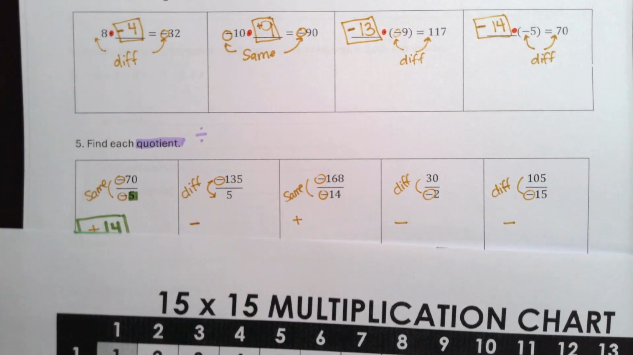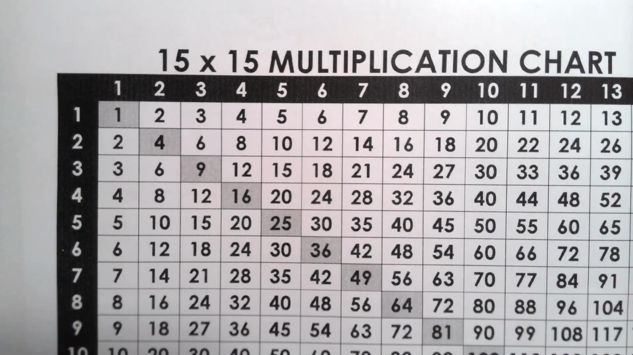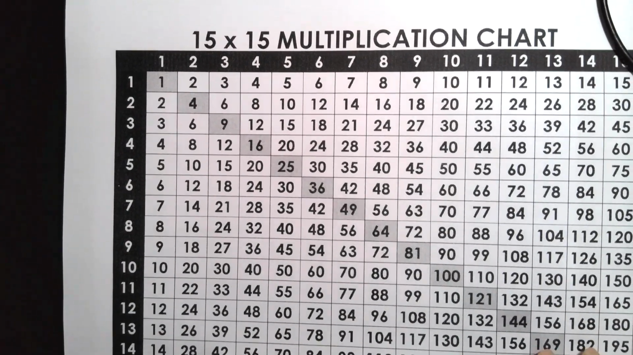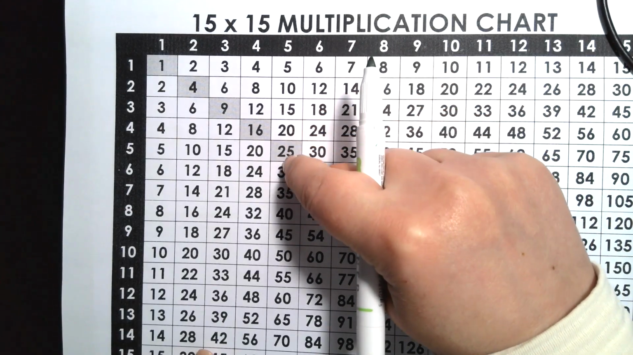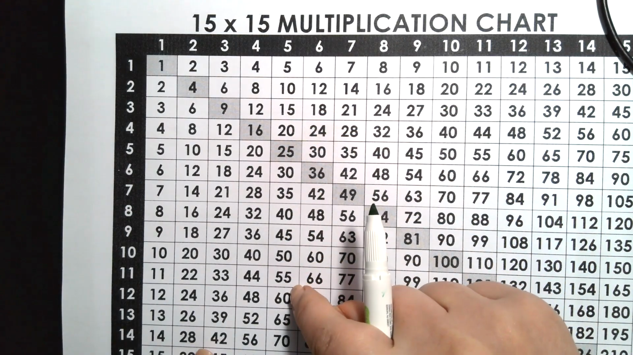I have 5 and 135. So I see 5, so I'm looking for 135. No, no, no.